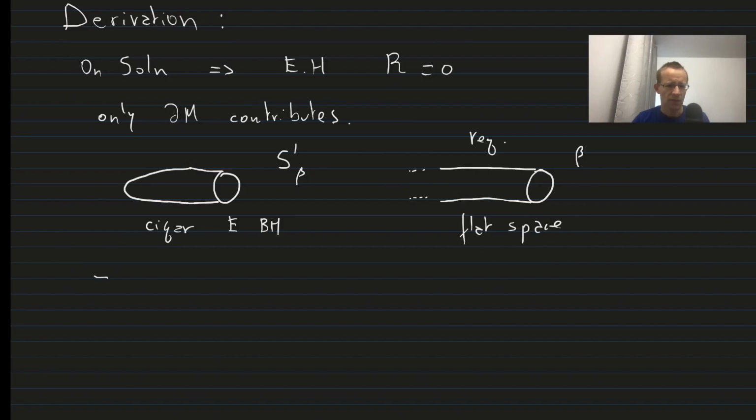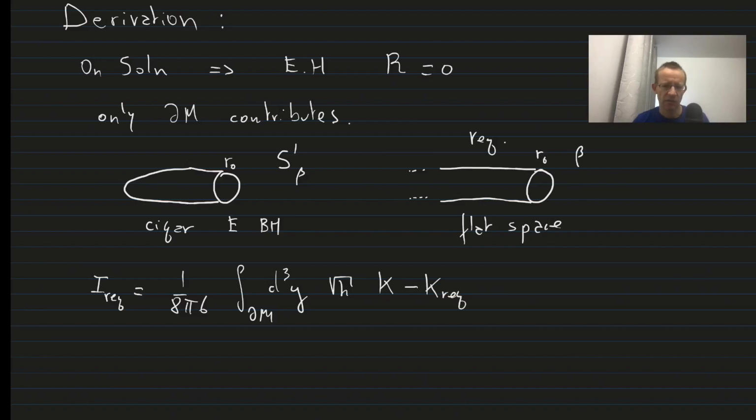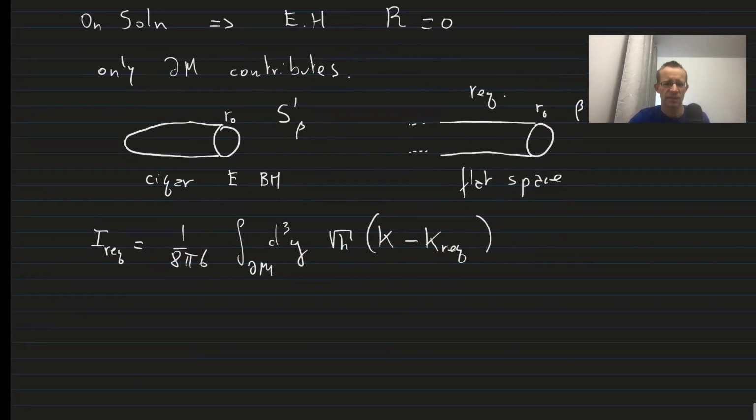So what we will actually compute is a regularized action, which is the Gibbons-Hawking term on a regularized spacetime, which we cut off at R0, the integral of the square root of the determinant of the induced metric times K, minus the action for the spacetime we use to regulate, in this case flat space.